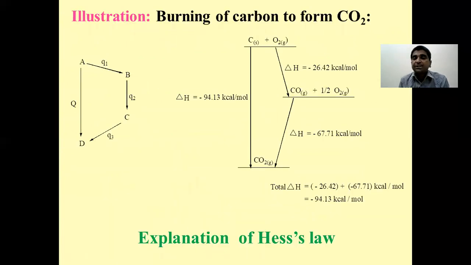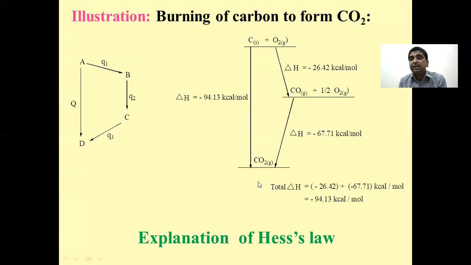Now here is an illustration of the first law, that is Hess's law of constant heat summation. Consider the formation of carbon dioxide. This formation of carbon dioxide can take place directly by burning of carbon with oxygen. If this carbon is getting fully burned, it is getting converted into carbon dioxide gas, where 1 mole of carbon reacts with 1 mole of oxygen, and there is formation of 1 mole of CO2. So this is one path.